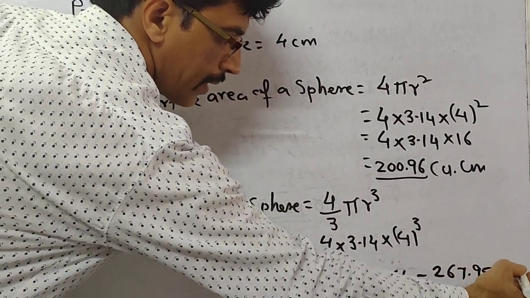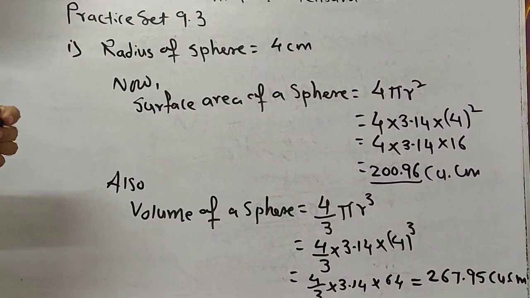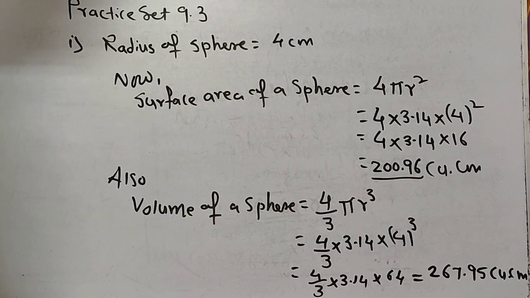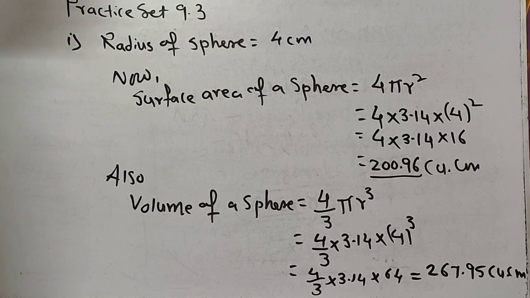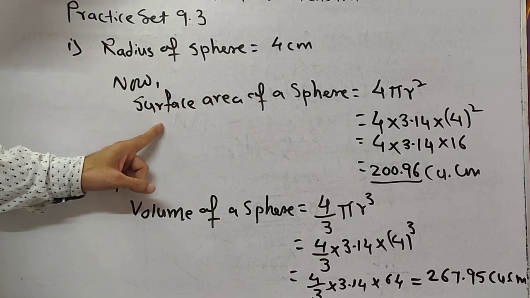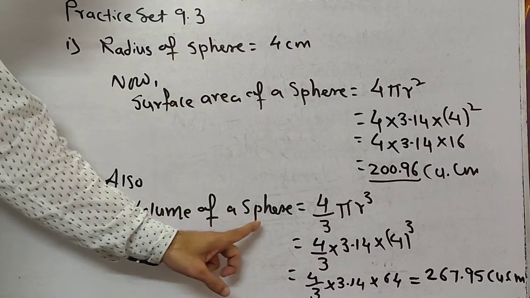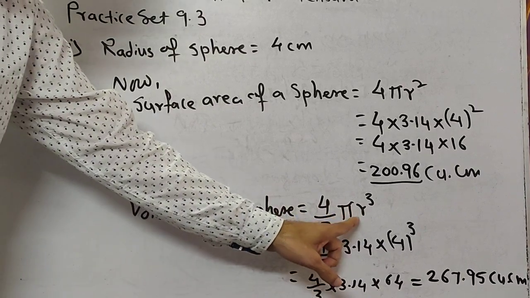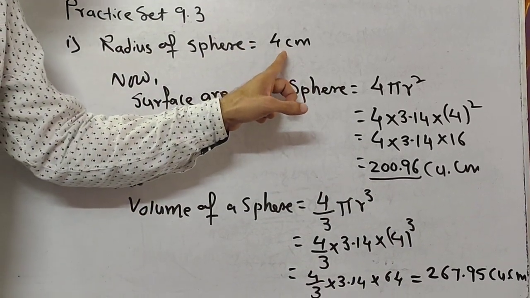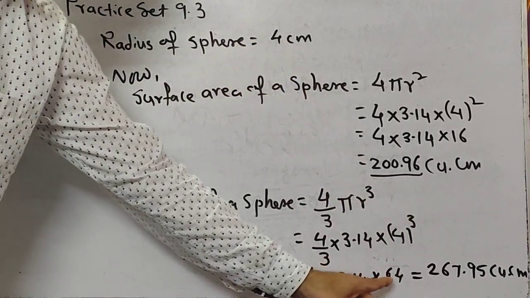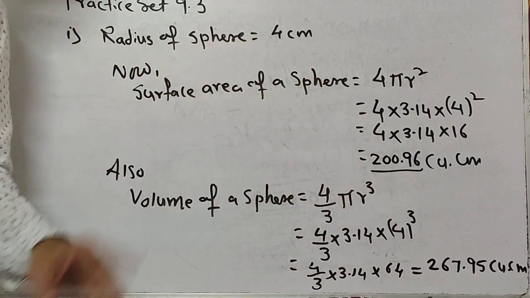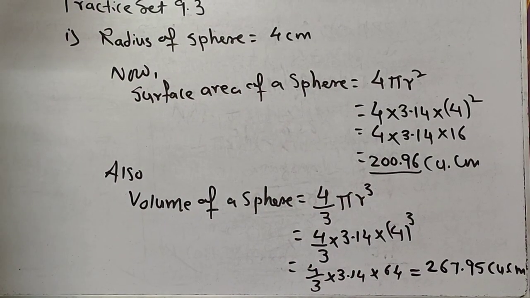267.95 cubic centimeter. Okay, so for all the 3 sums, there are 2 more sums, whose radius is 9 centimeter and 3.5 centimeter. So the 2 more sums are the same as this. You have to use the formula. Surface area of a sphere is 4 pi r square, volume of a sphere is 4/3 pi r cube. Pi r cube means 4 का cube किया, side is radius, 4 का cube किया तो you will get 64. All 3 you will multiply and then divide by 3. You will get the answer. This is the first one. Please copy it down.